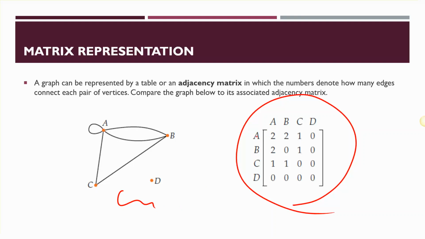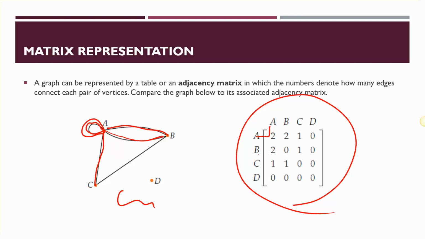If we read it from here, A is connected to A 2 times. Now remember that a loop counts as 2. A is connected to B also by 2 edges, so we have to draw 2 edges. A is connected to C with 1 edge. And then A is not connected to D, so you'll notice there's no line connecting A and D.